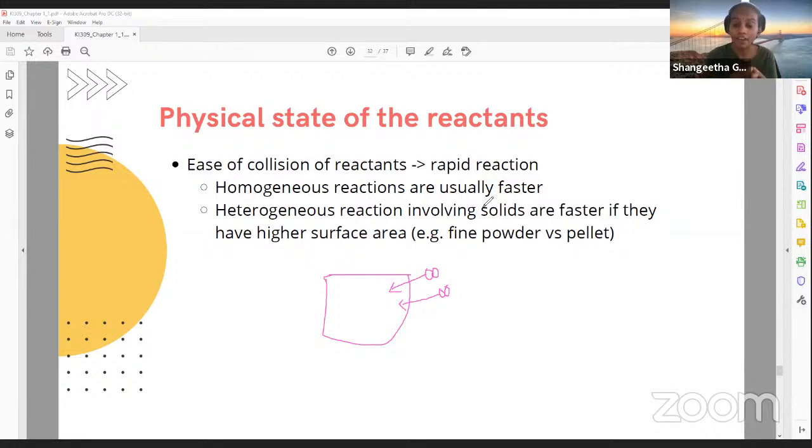Because in a fine powder, if it is smaller, then more surface surrounding the solid is available for the collision between the reactants for the reaction to progress. So if it's a heterogeneous reaction, you need a higher surface area.